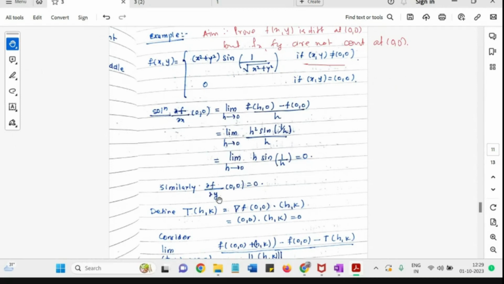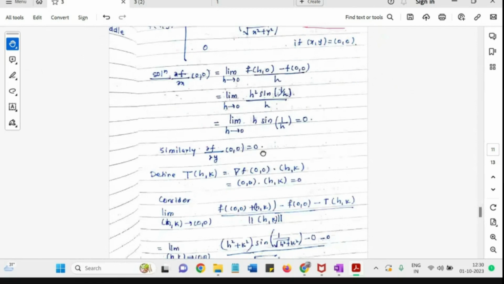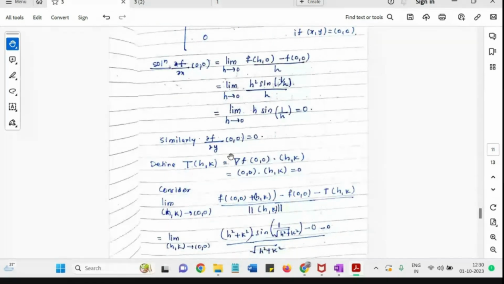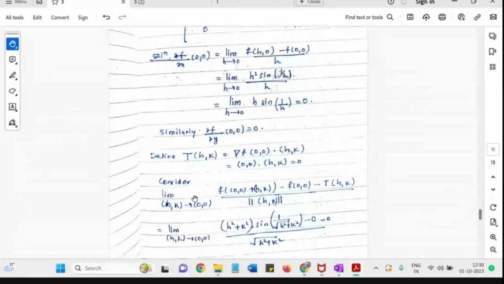Now you try for dou f by dou y. Instead of 0, h, you will have 0, k. So here you will have k square into sine 1 by k divided by k. Again, that will turn out to be 0. So the partial derivatives turn out to be 0. I had defined my T of h, k as gradient of f at 0, 0 dotted with the vector h, k. That turns out to be 0, and this is the linear transformation. Now we'll check whether this linear transformation is the total derivative of the function. To check that, it has to satisfy the definition. Here this particular limit has to be equal to 0.